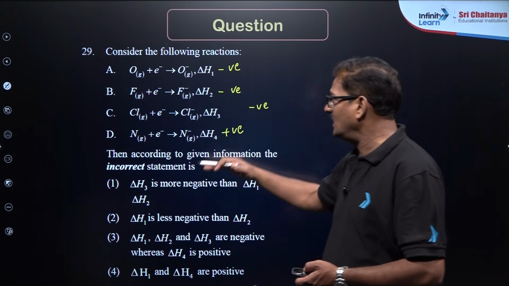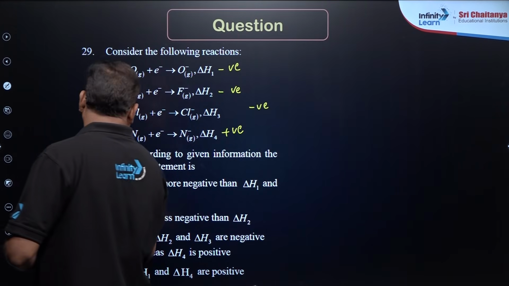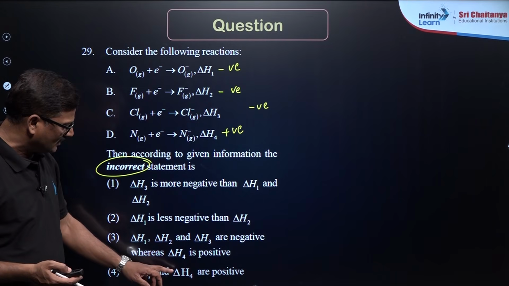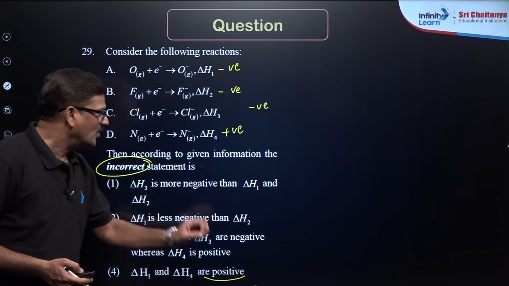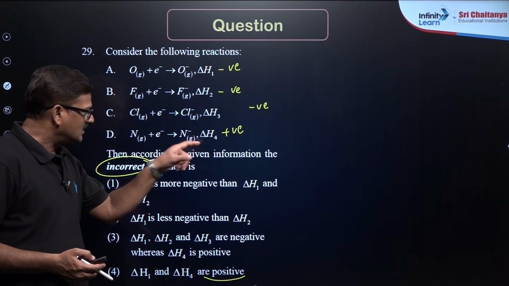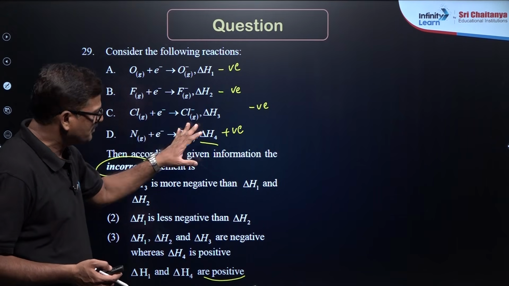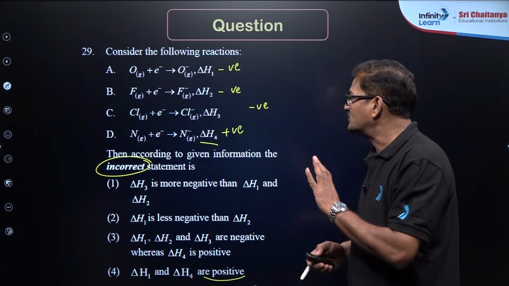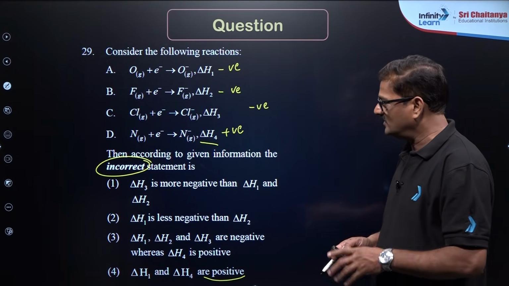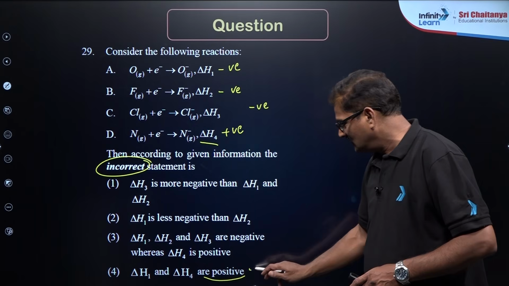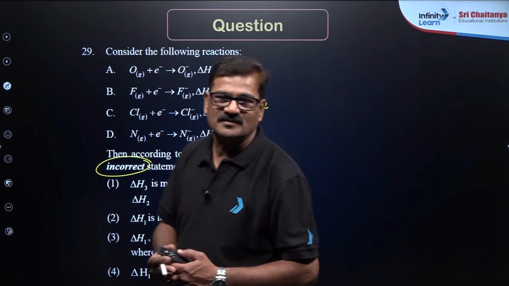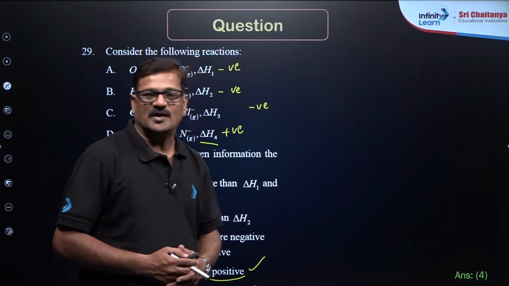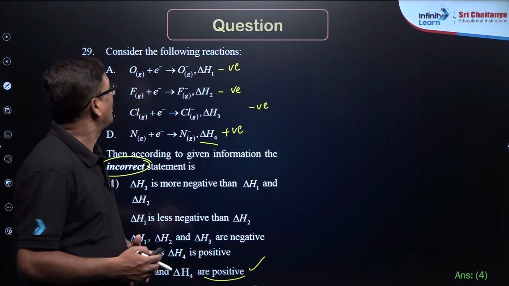So, let us say which among these is incorrect. It is said that delta H1 and delta H2 are positive. Only delta H4 is said to be positive according to NCERT, while delta H1 is going to be negative only. Therefore, this is the incorrect one. Option 4 is the correct answer for this question.